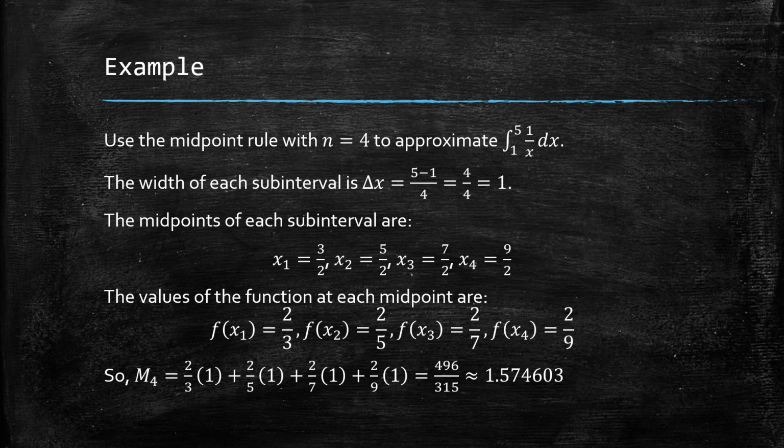1.574603. Now, using the techniques of integration you have already learned, the actual value of the definite integral equals the natural log of 5, which is about 1.609437. If we had used a larger number of subintervals, then our approximation would have been even closer. Later, you will learn a formula for the error bound for the midpoint rule.